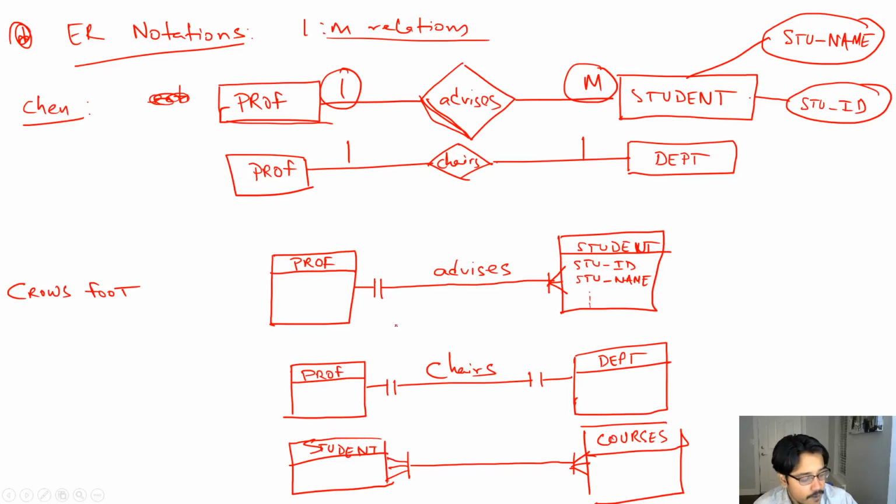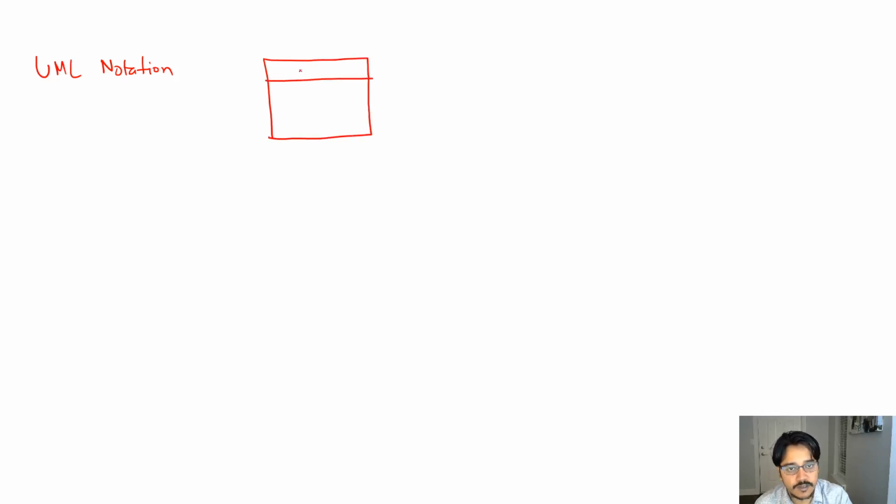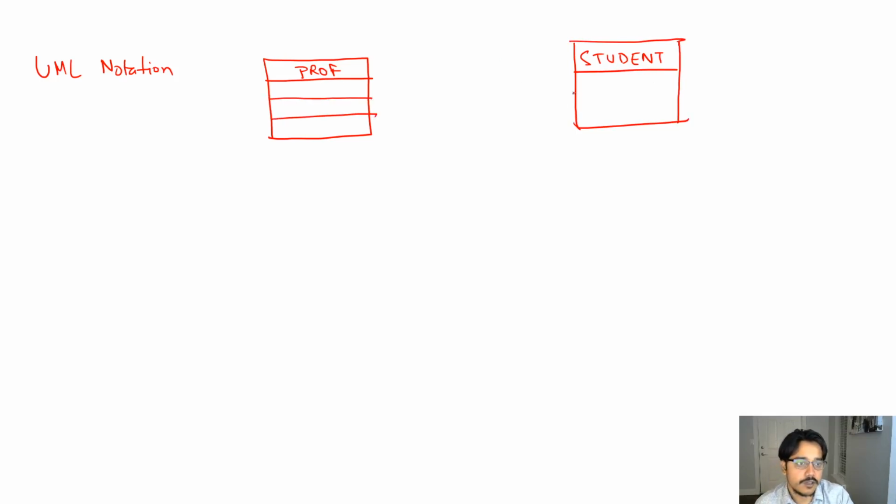Okay. And then if you have the UML notation, you again represent your entities using rectangular boxes. So you will have professor, and then you will have student, but each attribute will also have its own block. Okay, so that means here, once you write student ID, you will have to separate it from student name.